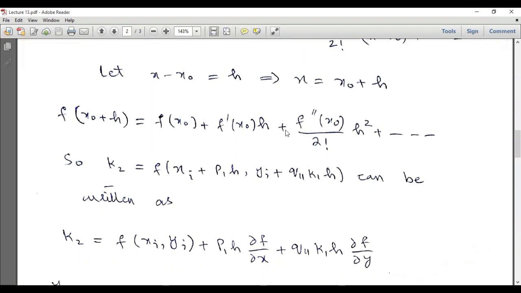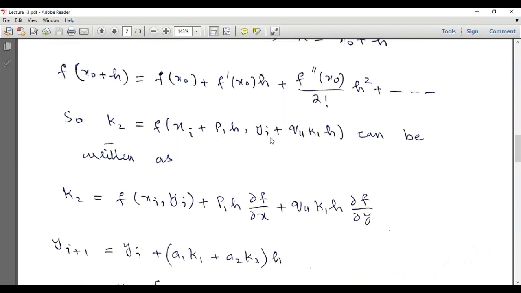So looking at this expression, we can evaluate K2. K2 is equal to f of xi plus p1h, yi plus q11 k1h. We can expand K2 by looking at this expansion. If we consider this expression, f of x naught plus h is equal to f of x naught, and the function at this value will be multiplied, and we will evaluate the derivative of this function at this point. So f derivative at x naught into h plus 1 by 2 factorial, the double derivative of this function, f double derivative at x naught, into h square.